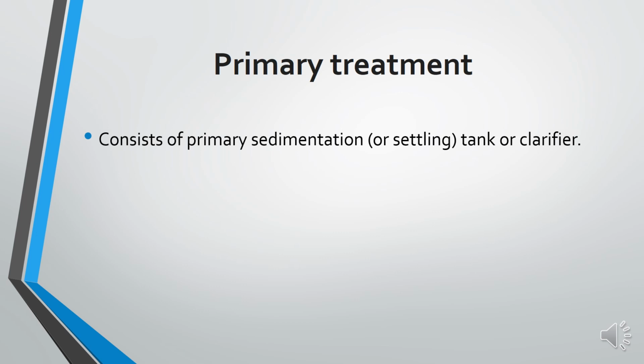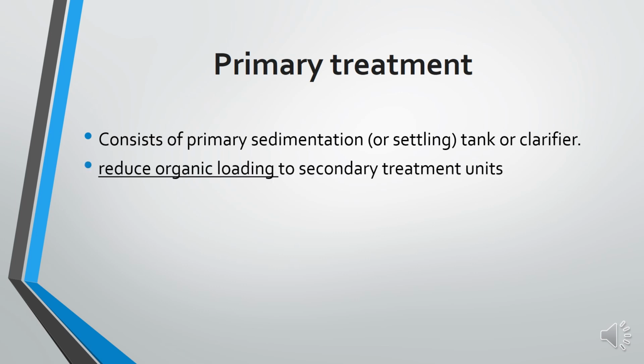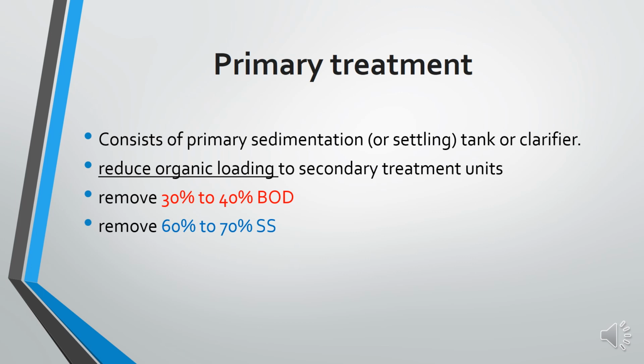So basically, the primary treatment consists of a sedimentation tank. Sometimes we call it a settling or clarifier tank, so it is the same. The main function of this tank is to reduce suspended solids. However, it can also reduce some organic loading, and this will prepare it more for the secondary treatment units. So in the primary treatment, around 30 to 40% of BOD is removed, and 60 to 70% of suspended solids is removed in the primary settling tank.